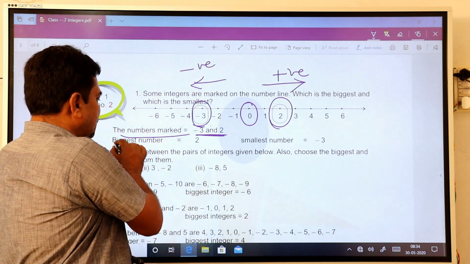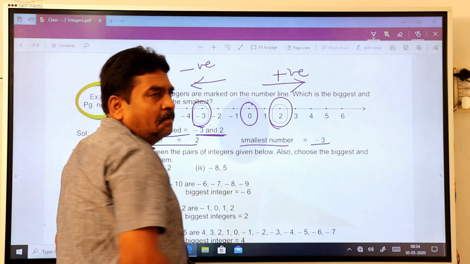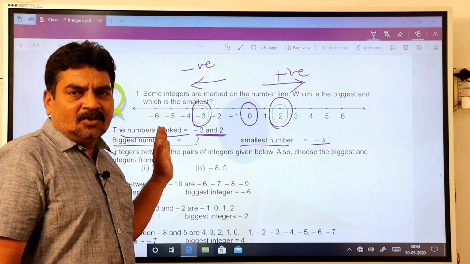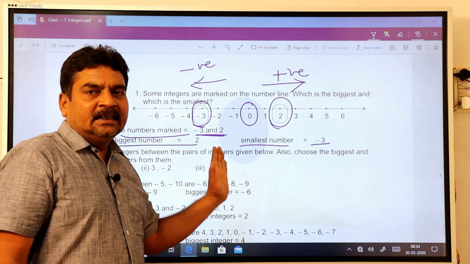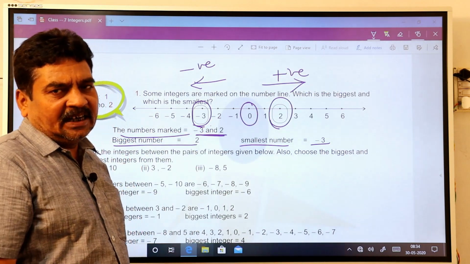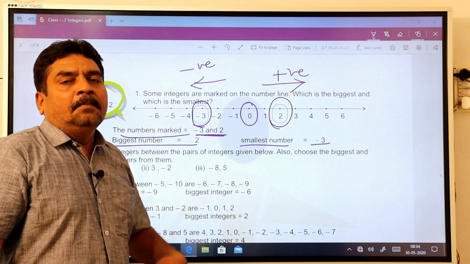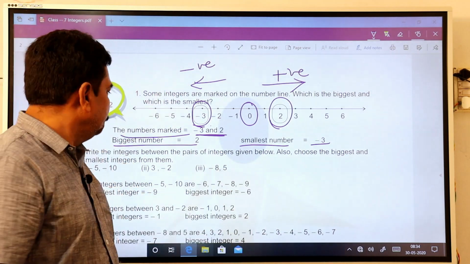So the biggest number is obviously 2 and the smaller number is -3, because -3 is below 0, so it is smaller, and +2 is after 0 towards the right side. That's why you consider 2 as your biggest value according to this question.